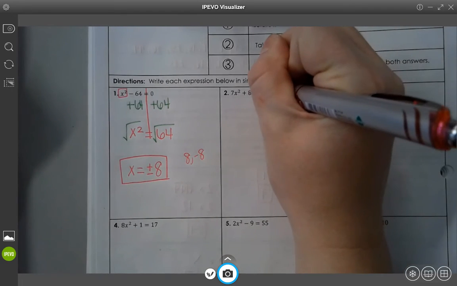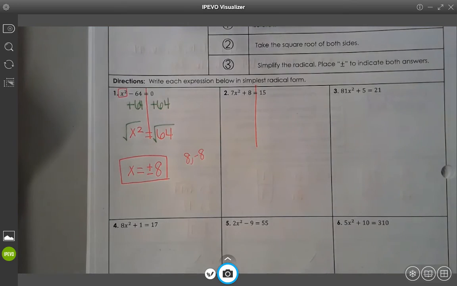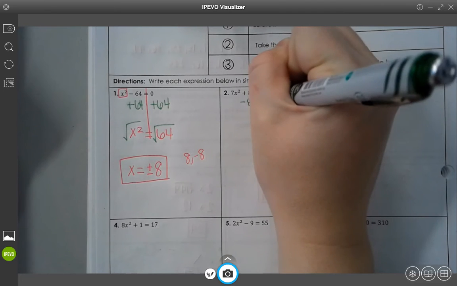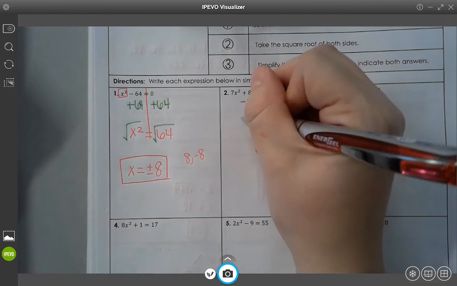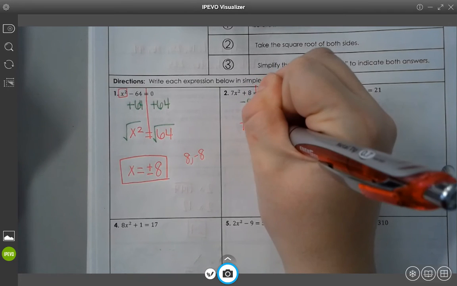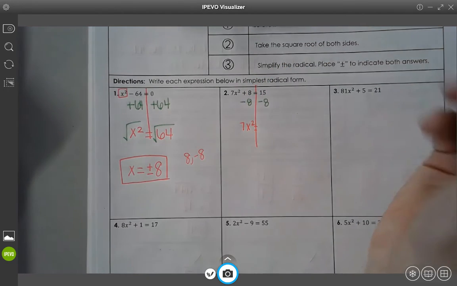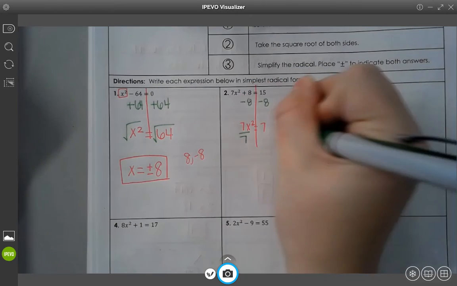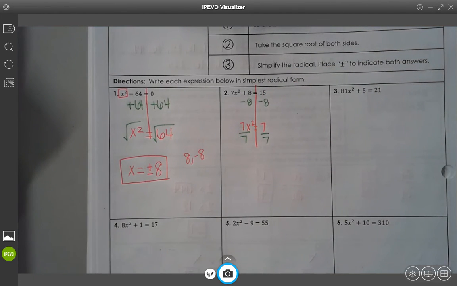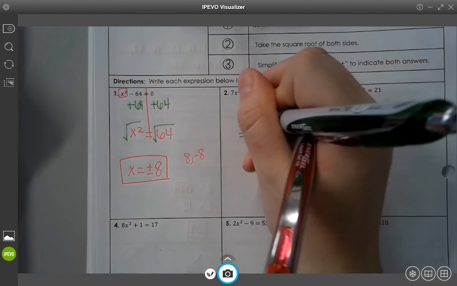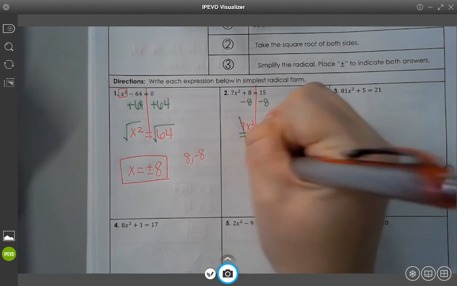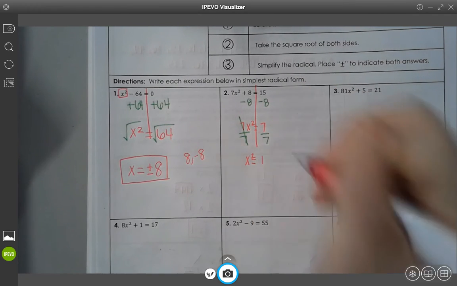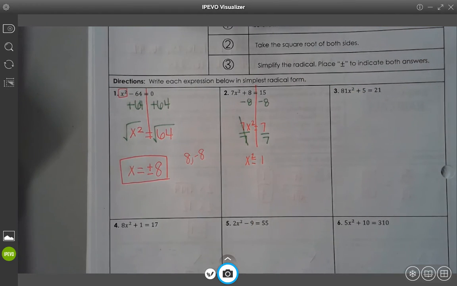All right, number 2. My goal is to get the x squared by itself. So what do I do first? Subtract the 8 from both sides. What's 15 minus 8? 7. Then what? Is my x squared by itself yet? What do I need to do? Divide both sides by 7. And we get x squared equals what? 1. 7 divided by 7 is 1.